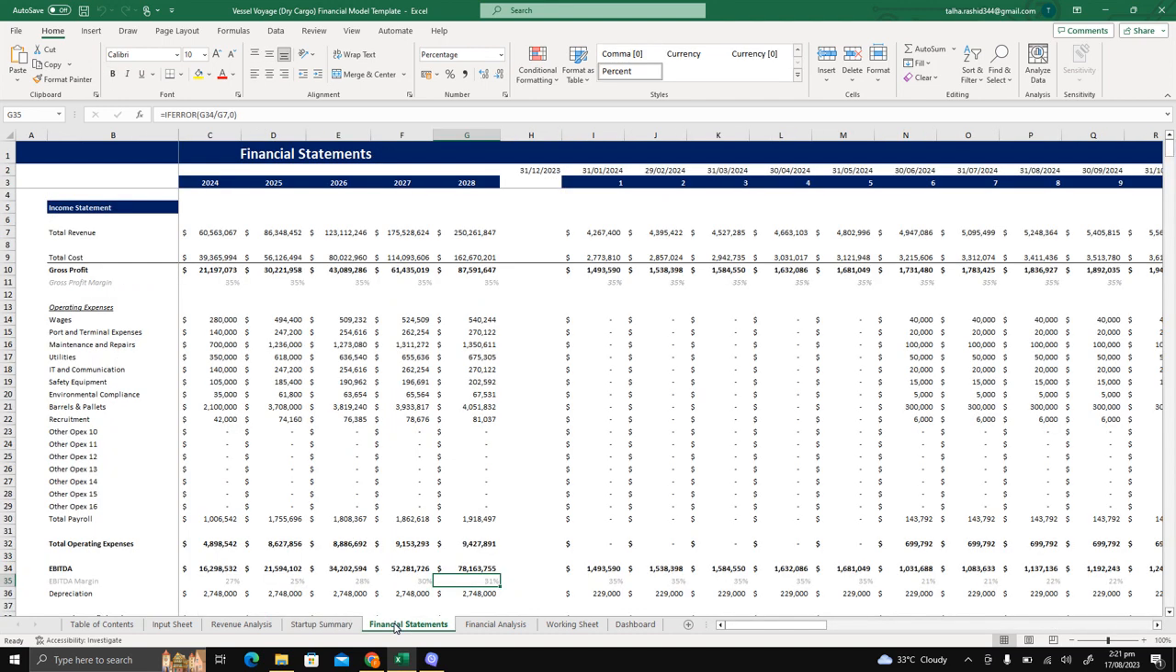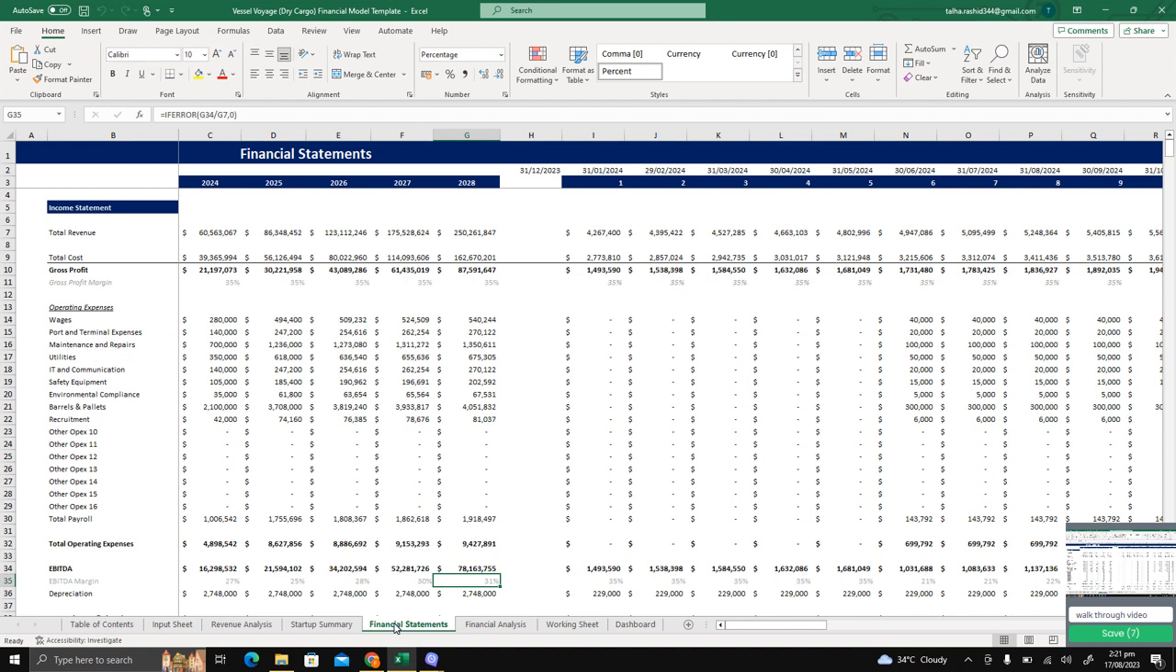Coming towards the financial statement, over here you can see it includes three main financial statements: the income statement, cash flow statement, as well as the balance sheet. The income statement tells you about the total net income earned by the company. As you can see over here, the income statement is based on 5 years' assumptions, on a monthly basis and yearly basis.